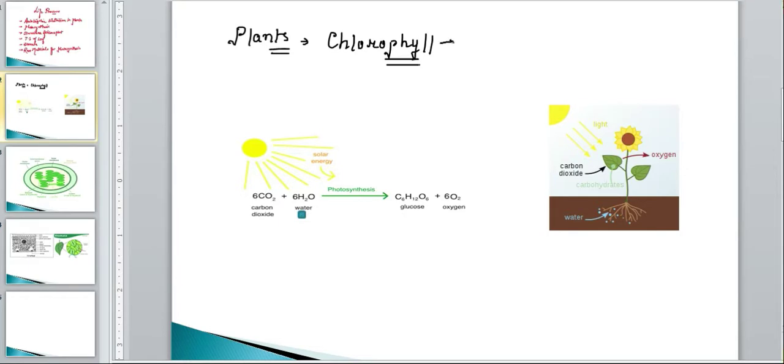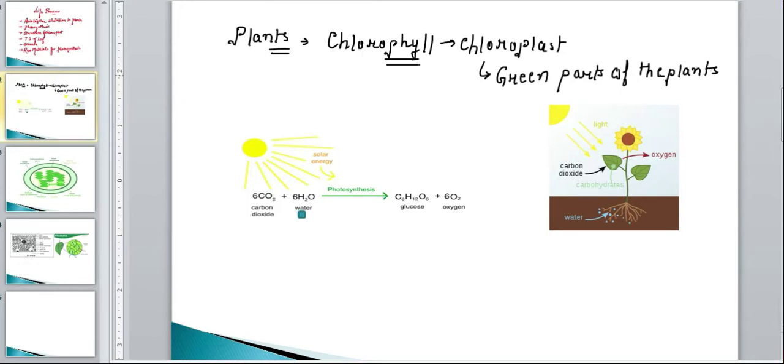This pigment is present in a cellular organelle that is called chloroplast. Where is it present? It is present in the green parts of the plants, and basically, we will write for the part that is leaves. So, as we are discussing the autotrophic mode of nutrition in the plants, we have to discuss the process that is called photosynthesis.